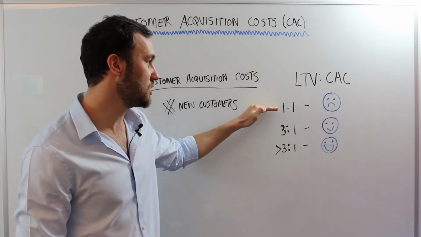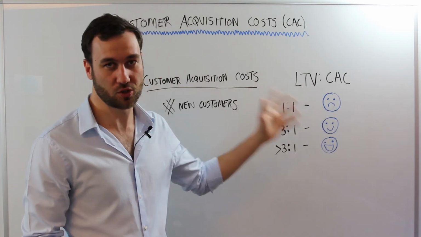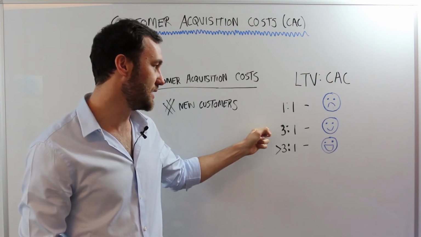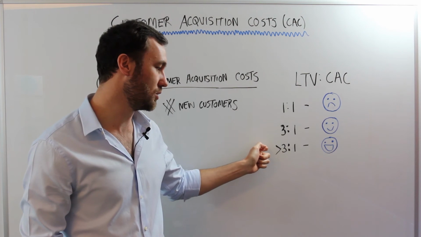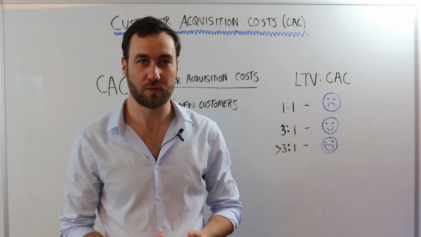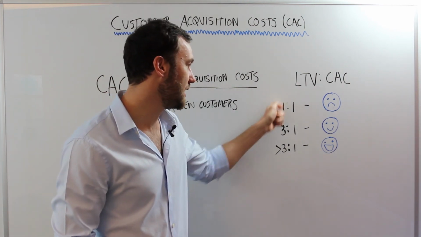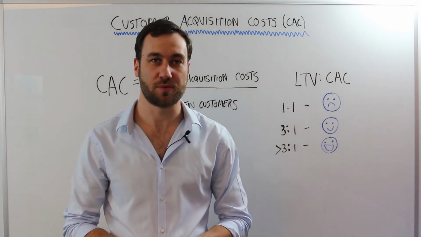If that ratio is 1-to-1, as a whole on your business, you're losing money. The sweet spot to target is that 3-to-1. If you're here, you should be pretty happy. Anything above that and you're acquiring customers at a very profitable rate. If you're sitting in this area, how do you lower that cost of customer acquisition?